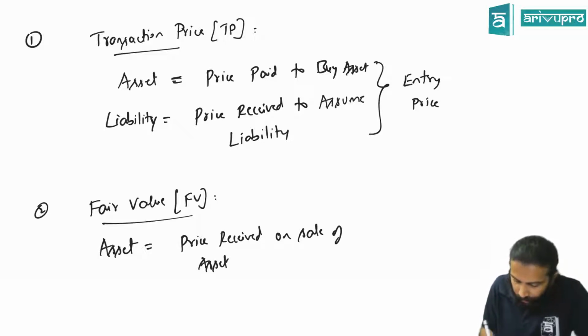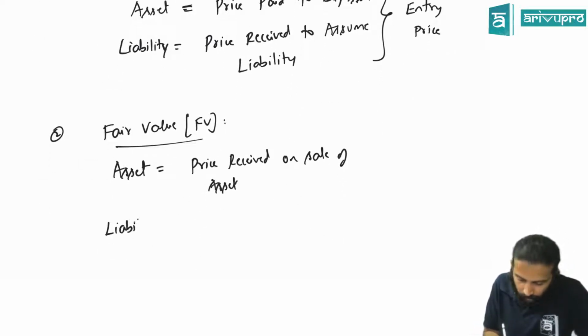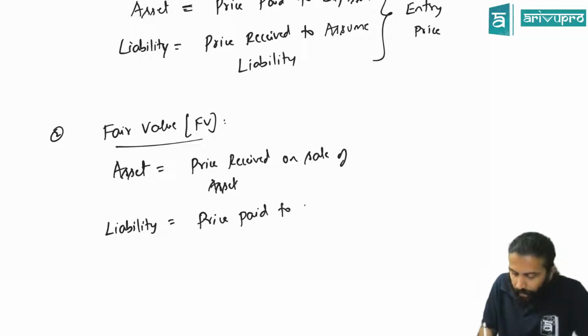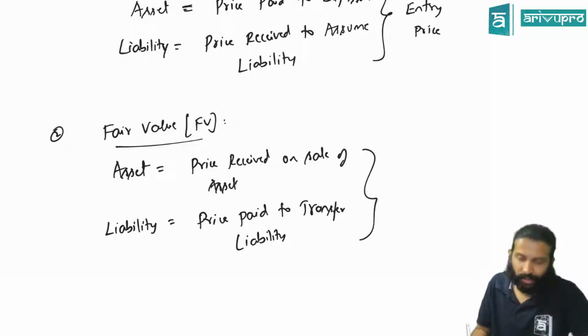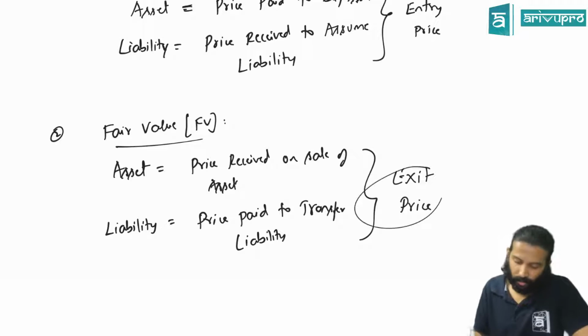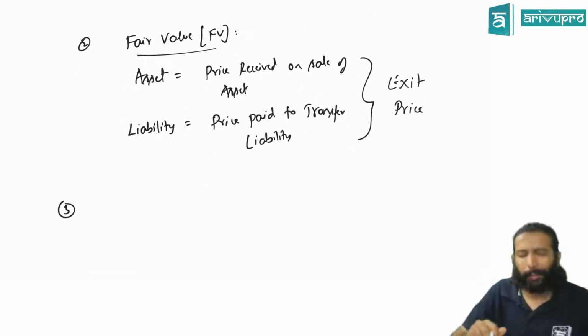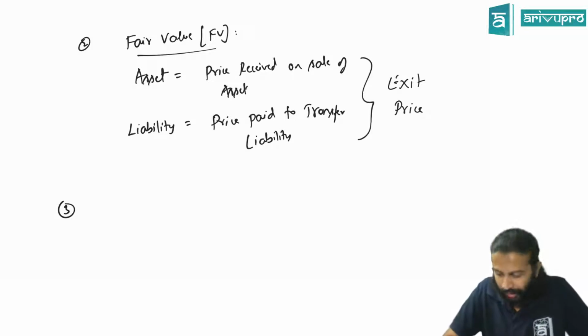Similarly, what is the fair value of liability? For liability, fair value is the price paid to transfer liability. That means this is talking about sale and transfer. That means this is exit price. Transaction price is entry price. Fair value is exit price. Correct? But if you are buying, it means someone is selling. Correct? That's how it works.